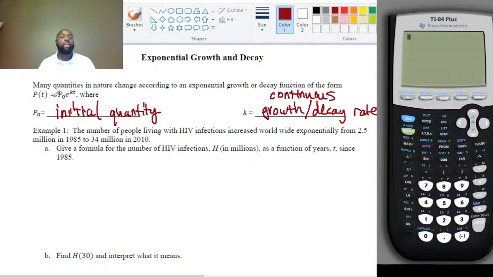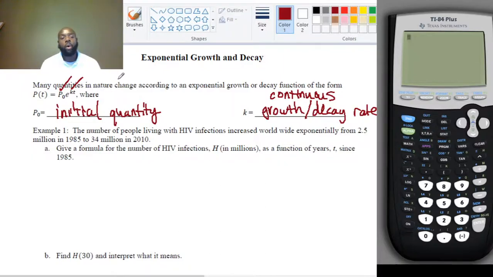And so once we know P naught, we'll substitute it here. Once we know k as a decimal, usually it's given as a percent, but when we do the calculations, we use it as a decimal. We put that there, and so when we input a t, our input variable t, it'll output the amount after that much time, or the value of that variable has passed.